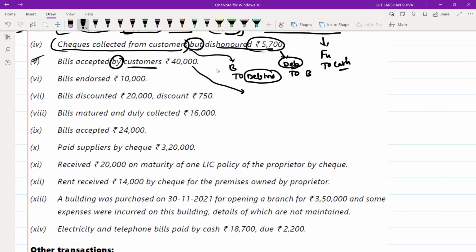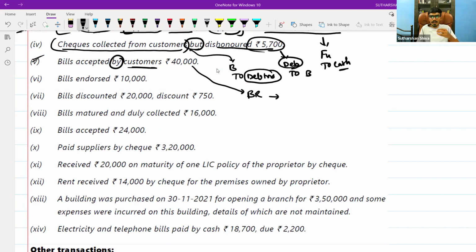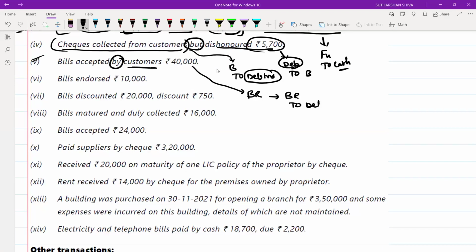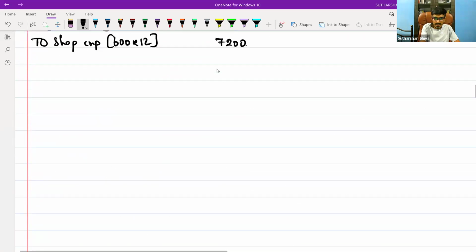Bills receivable. Good. If it is a bills receivable, what is that? Bills drawn on the customers. What is the journal entry? Bills receivable to debtors. So bills receivable to debtors is a journal entry.